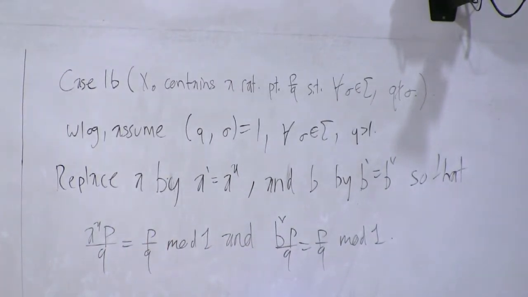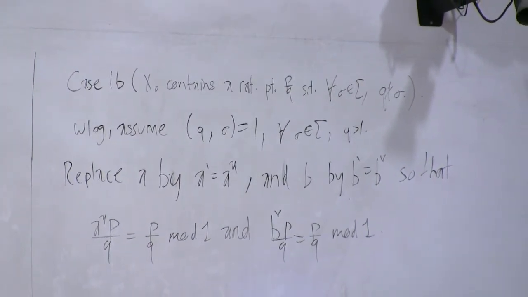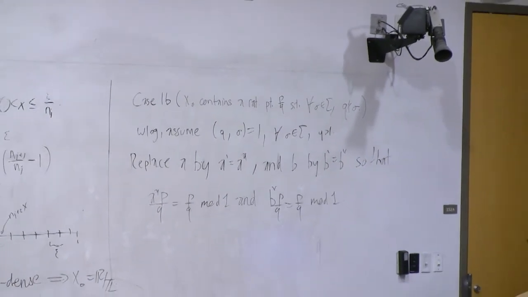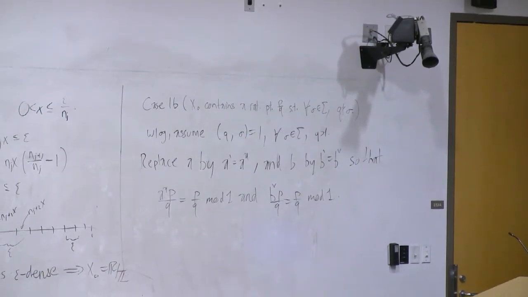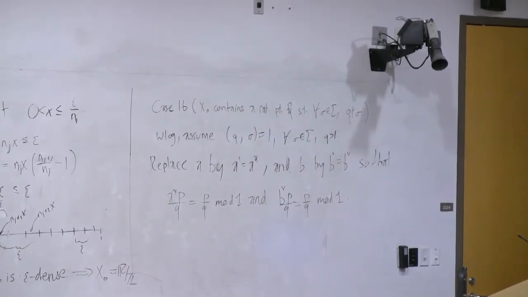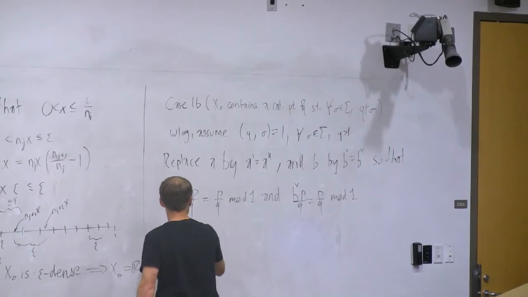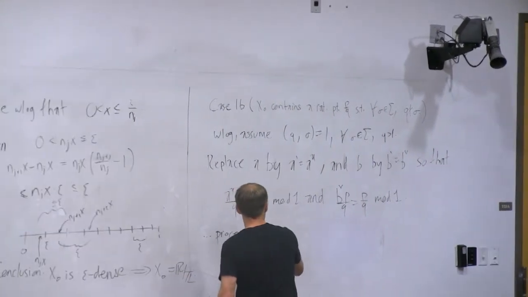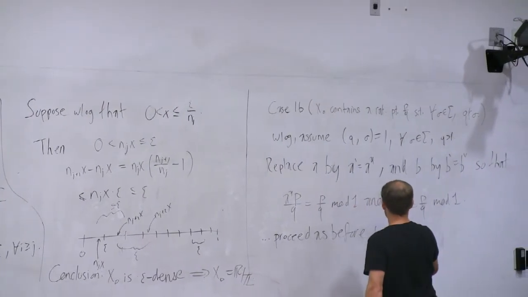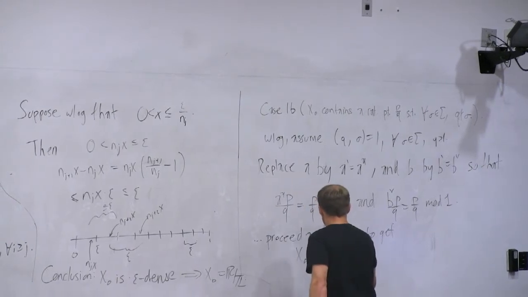And now you play exactly the same game as we played in case 1a, because now that fraction is a fixed point for your map. So you've picked an accumulation point which is very close, and then you go out far enough in your sequence so that the ratios are very close to 1, and you just step it out to find an epsilon dense subset, exactly in the same way as before. Okay? So dot, dot, dot, proceed as before to get that x naught is everything. Okay? Done.